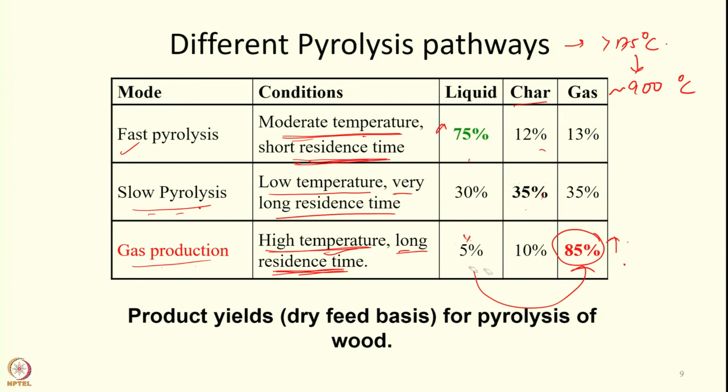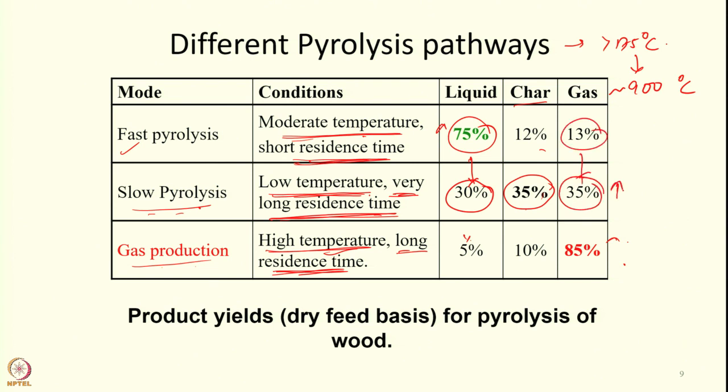And then when we look into low temperature but very long residence time, many of the organic molecules will not be able to crack, especially the lignin and some of the cellulose which disintegrate at the high temperature, so your charcoal yield will still be very, very high. And because you are giving the long residence time, your liquid will come down and your gaseous output will increase. So this is the effect of the long residence time, and your charcoal still is high because you have given very low temperature. So depending on what type of output you want, you go for a different pathway.